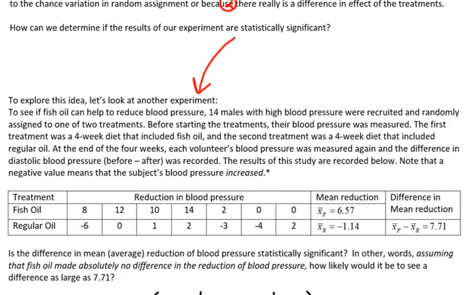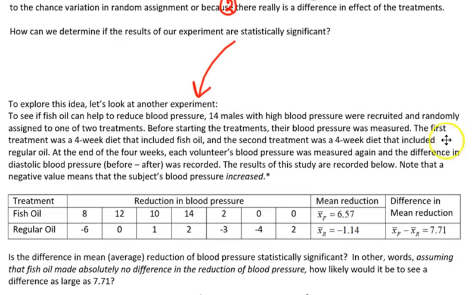So here's the situation. To see if fish oil can help to reduce blood pressure, 14 males with high blood pressure were recruited and randomly assigned to one of two treatments. Before starting the treatments, their blood pressure was measured. The first treatment was a 4-week diet that included fish oil. The second treatment was a 4-week diet that included regular oil.